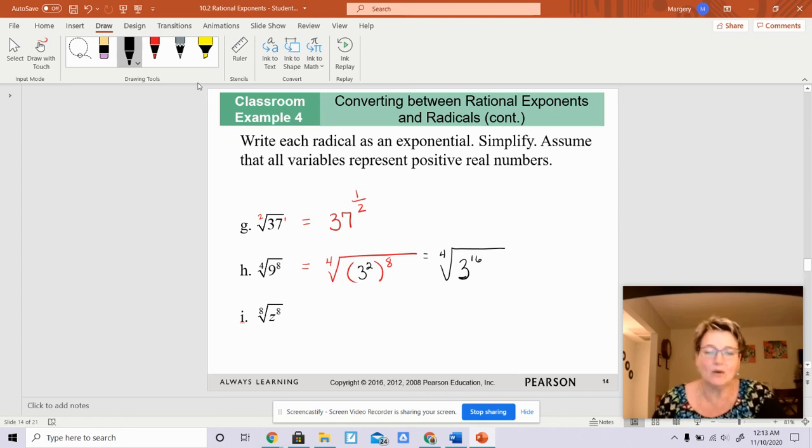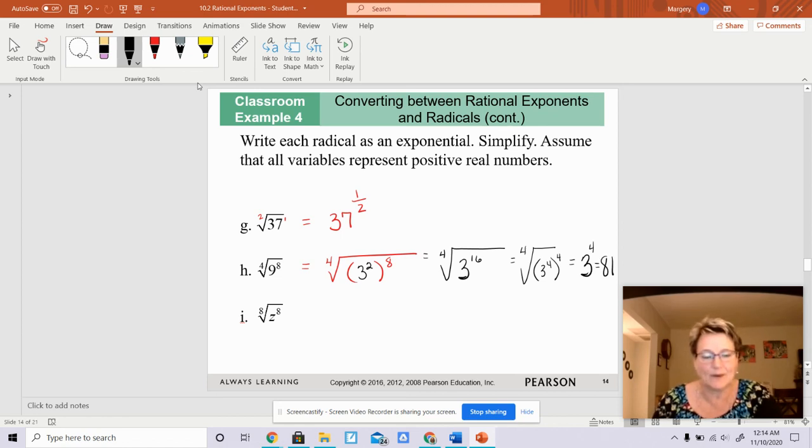Now, my goal is to get a 4 here. So what I'm going to do is manipulate it a little bit more. The 4th root of 3 to the 4th raised to the 4th. Do you believe that 4 times 4 is 16? It is. A power raised to a power, you multiply the exponents. So you've got to play around with the numbers. By taking the 4th root of this, it's going to leave you with 3 to the 4th power. 3 to the 4th power is just 81.